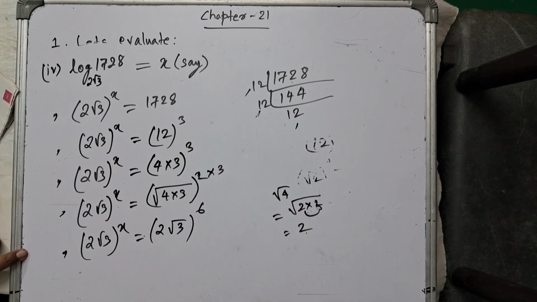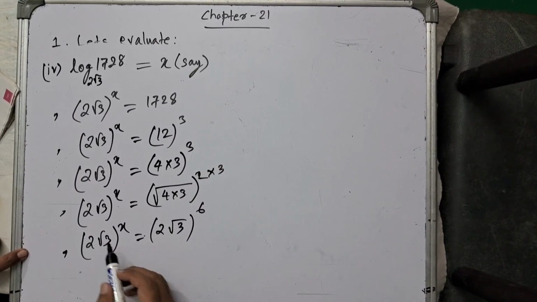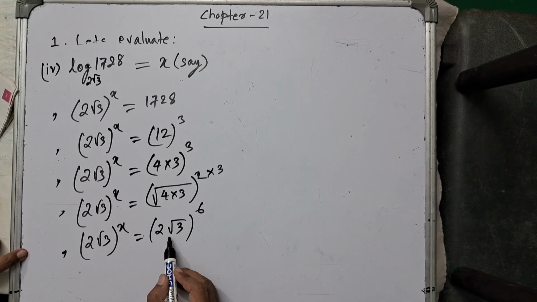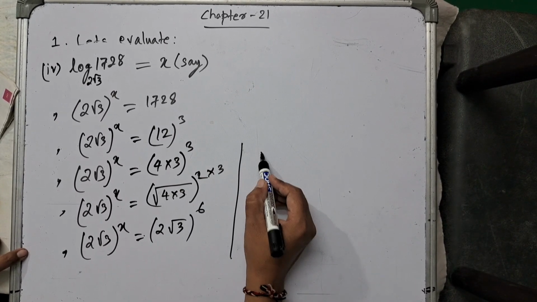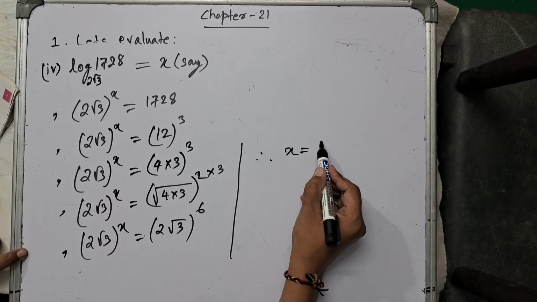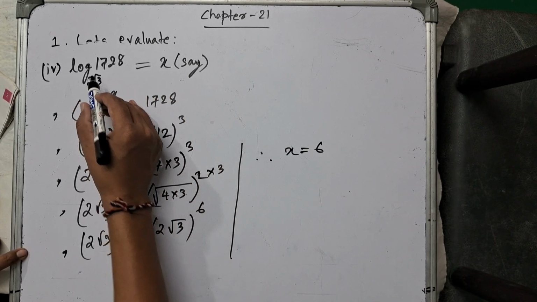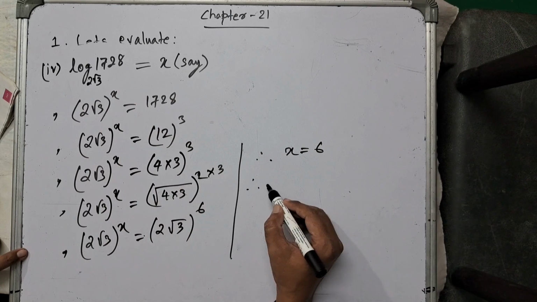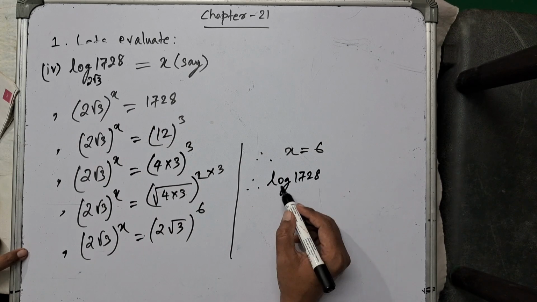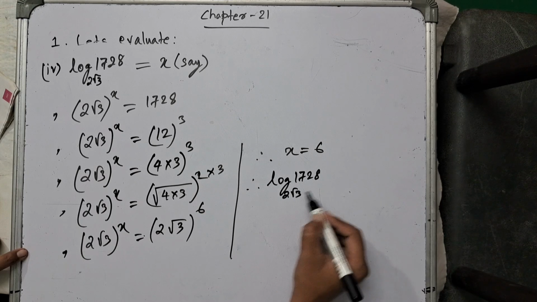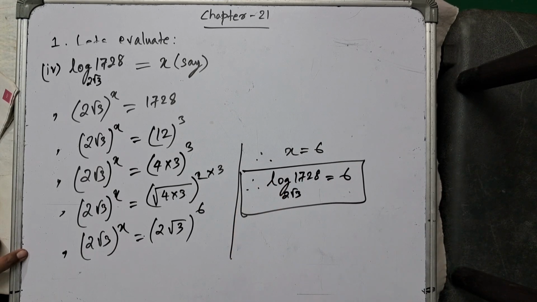Let me continue on the other side. So we have the bases equal, 2 root 3 and 2 root 3. This means the power will also be equal. Therefore, x equal to 6. So x is this number, isn't it? Therefore, I can write log of 1728 to the base 2 root 3 equal to 6. So this is the solution.